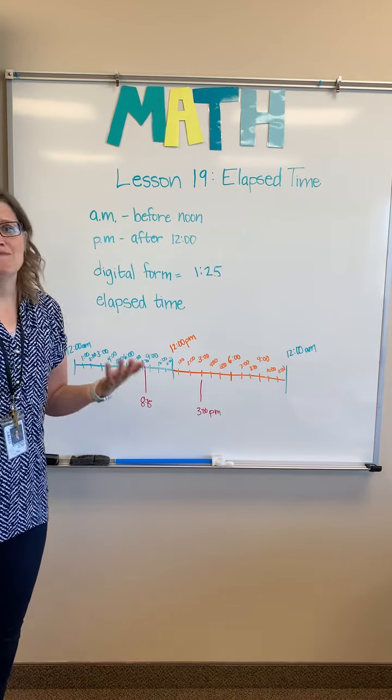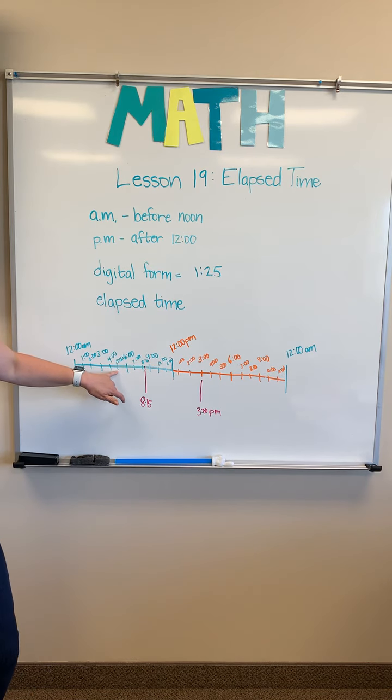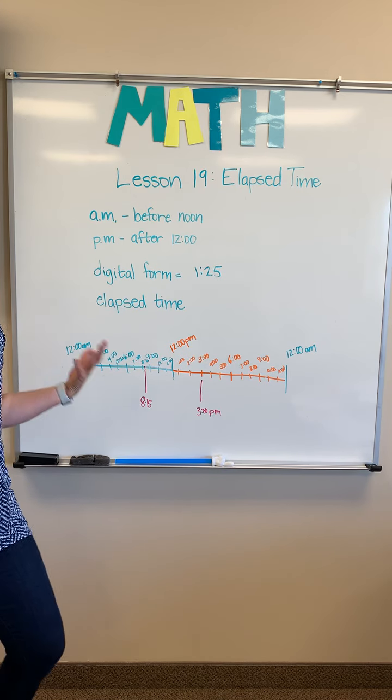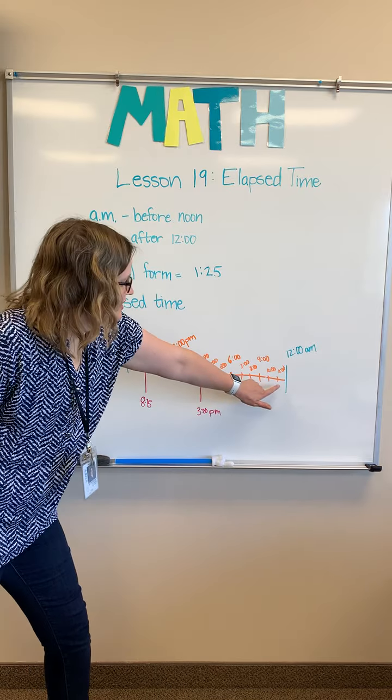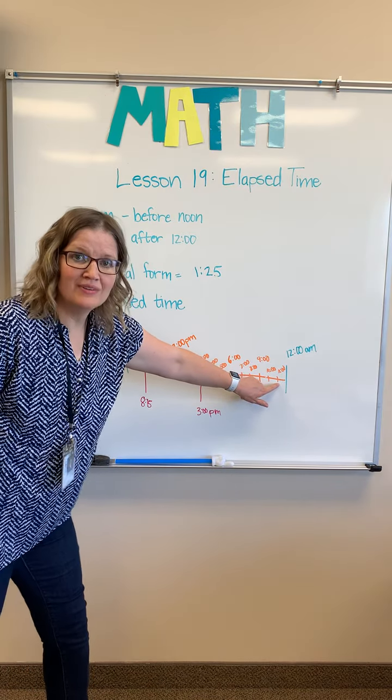So if you got up at 5 in the morning, you're getting up pretty early. I didn't go to bed until 11 p.m. Then you would be here at 11 p.m. in the evening.